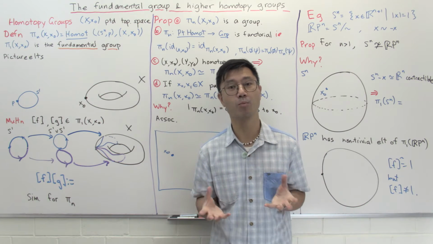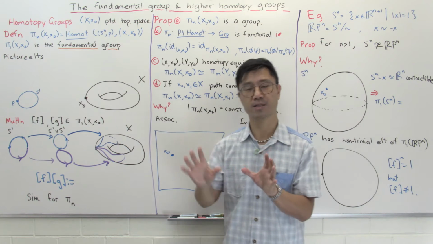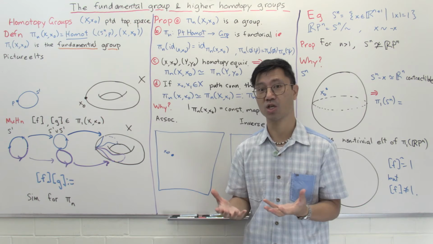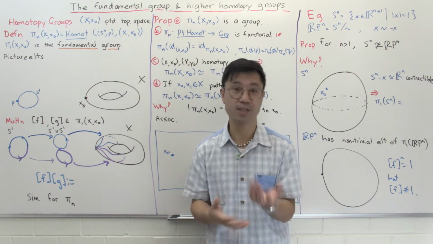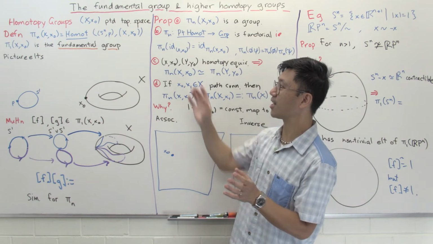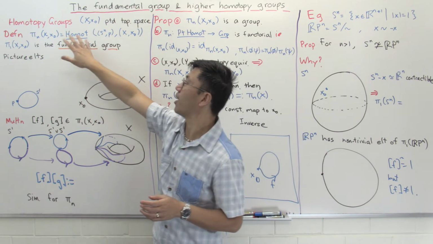So why probing them with spheres, you might ask? Well, the point is that the spheres have a special property which allows you to get groups out of this procedure. And once you have groups, you can use all the technology of group theory to try to study topological spaces. Okay, so let's start with our definitions here.